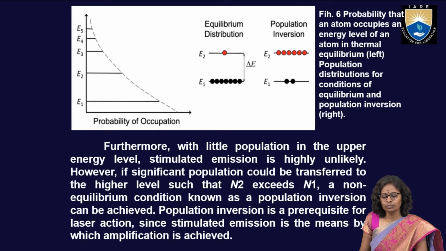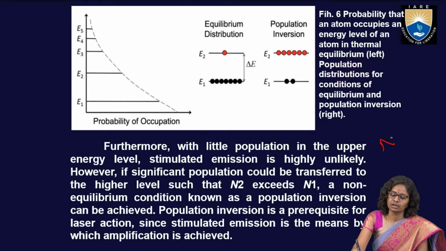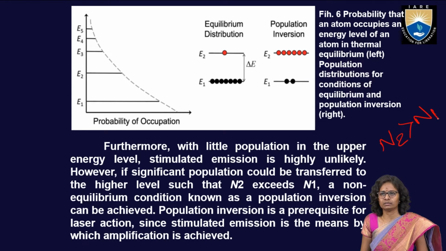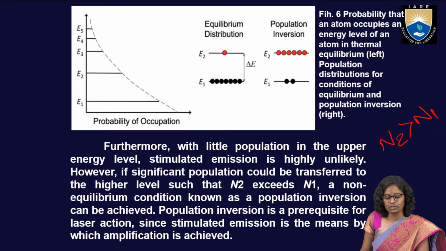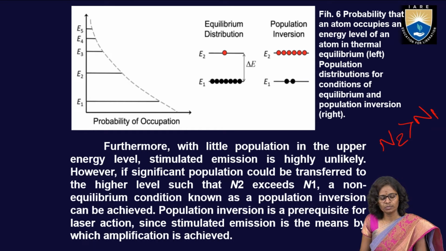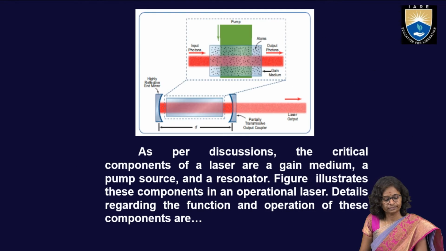Furthermore, with little population in the upper energy level, stimulated emission is highly unlikely. However, if significant population could be transferred to higher energy levels such that N2 exceeds N1, a non-equilibrium condition known as a population inversion occurs. In this case, the number of atoms in the excited state, which is greater than the number of atoms in the lower level, that is the ground state, is known as the population inversion. Population inversion is a prerequisite for lasing action, since stimulated emission is the means by which amplification is achieved.